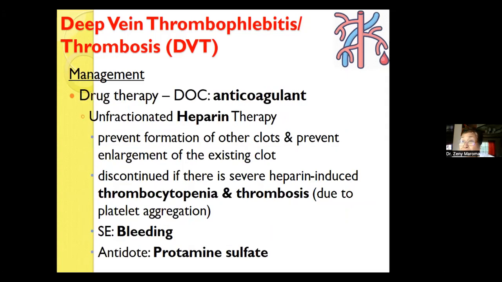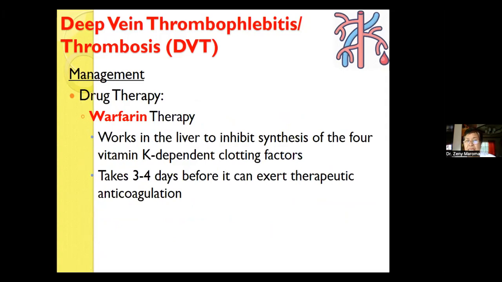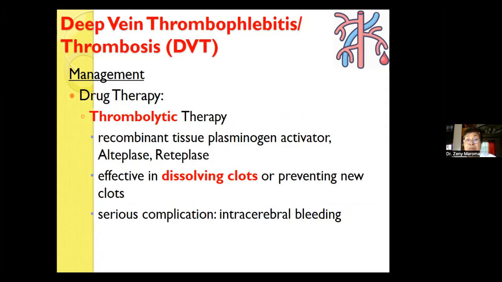At anong gamot ang bibigay natin? Di ba may blood clot? E di bigyan pa rin ng anticoagulant. Heparin. Okay? Pero anong side effect? Bleeding. Anong antidote? Protamine sulfate. O kaya? Warfarin. No? Ano nga yung warfarin? It inhibits the synthesis of vitamin K-dependent clotting factors. No? Pero 3 to 4 days before it can exert therapeutic effect. Thrombolytics, to dissolve the blood clot. Ayun. Pero serious complication, intracerebral bleed. Alright?